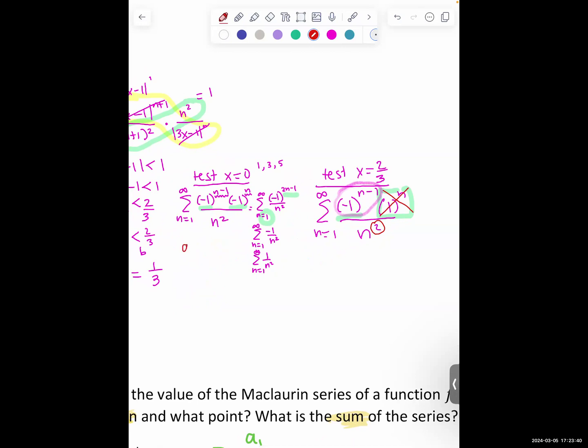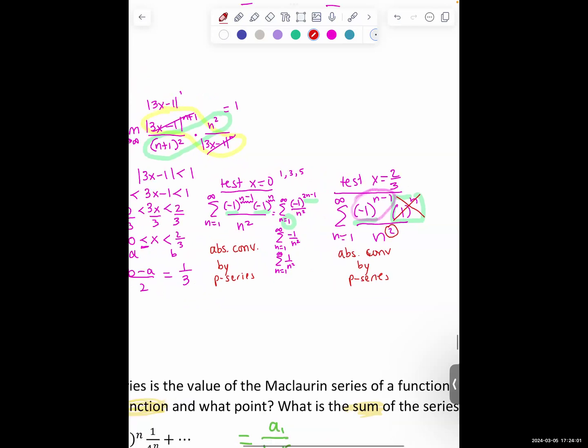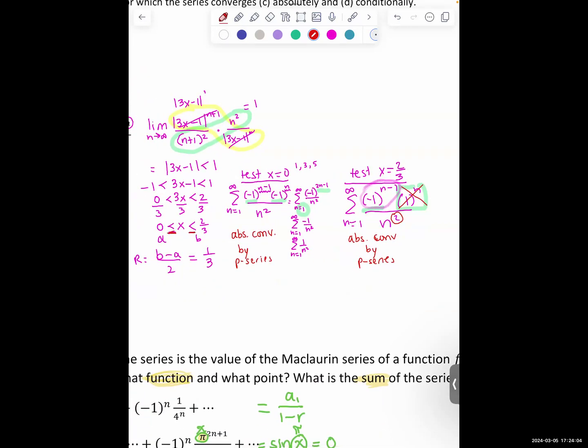I'm sorry, I didn't say the reason when testing x equals 0, but it's absolutely convergent by the p-series test for both x equals 0 and x equals 2/3. So when I go back to include it, and look at the way they phrase the questions above, like where is it absolutely convergent? For this particular one, all of the values between 0 and 2/3, including 0 and 2/3, are absolutely convergent. There are no conditionally convergent points here, because both endpoints ended up being absolutely convergent.